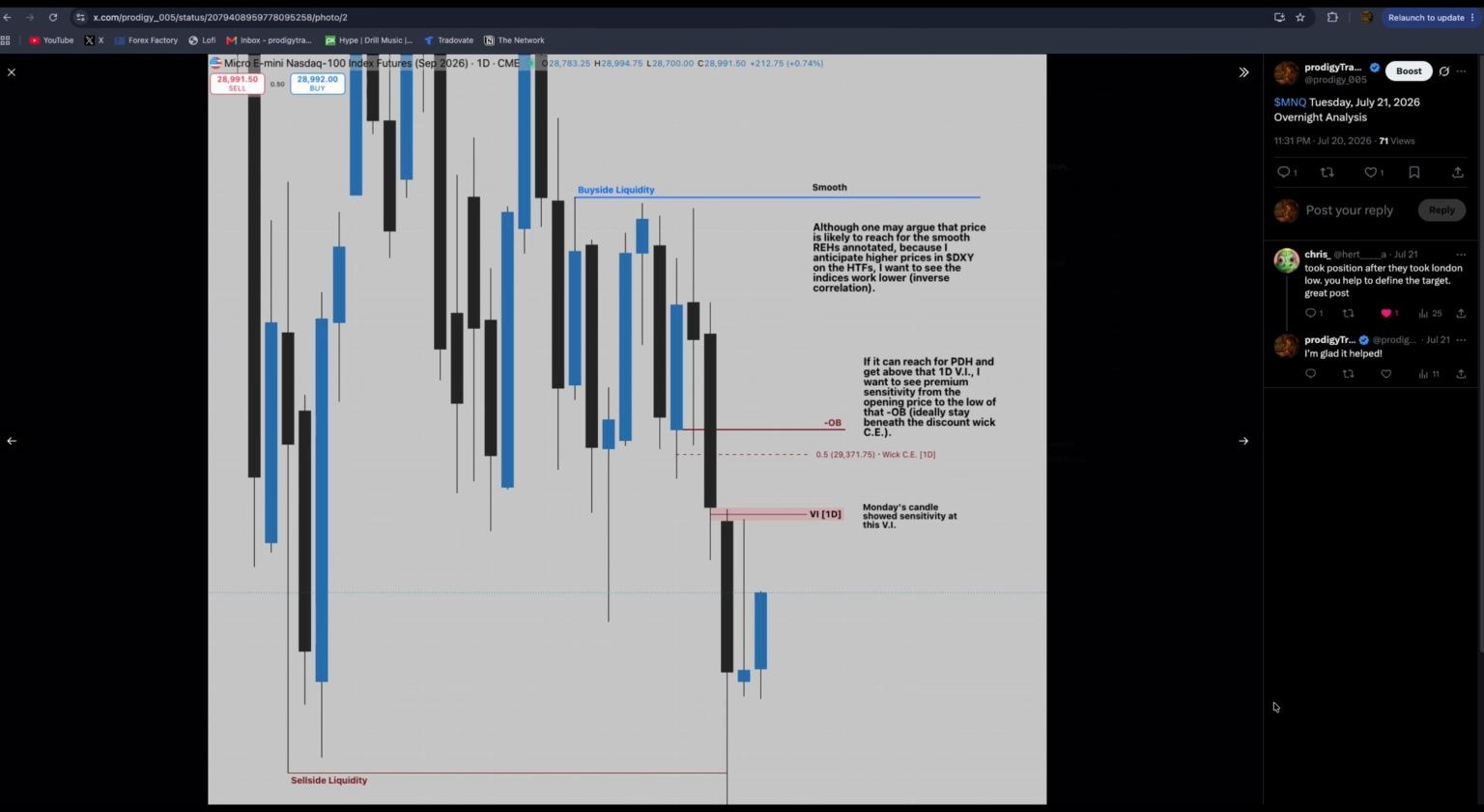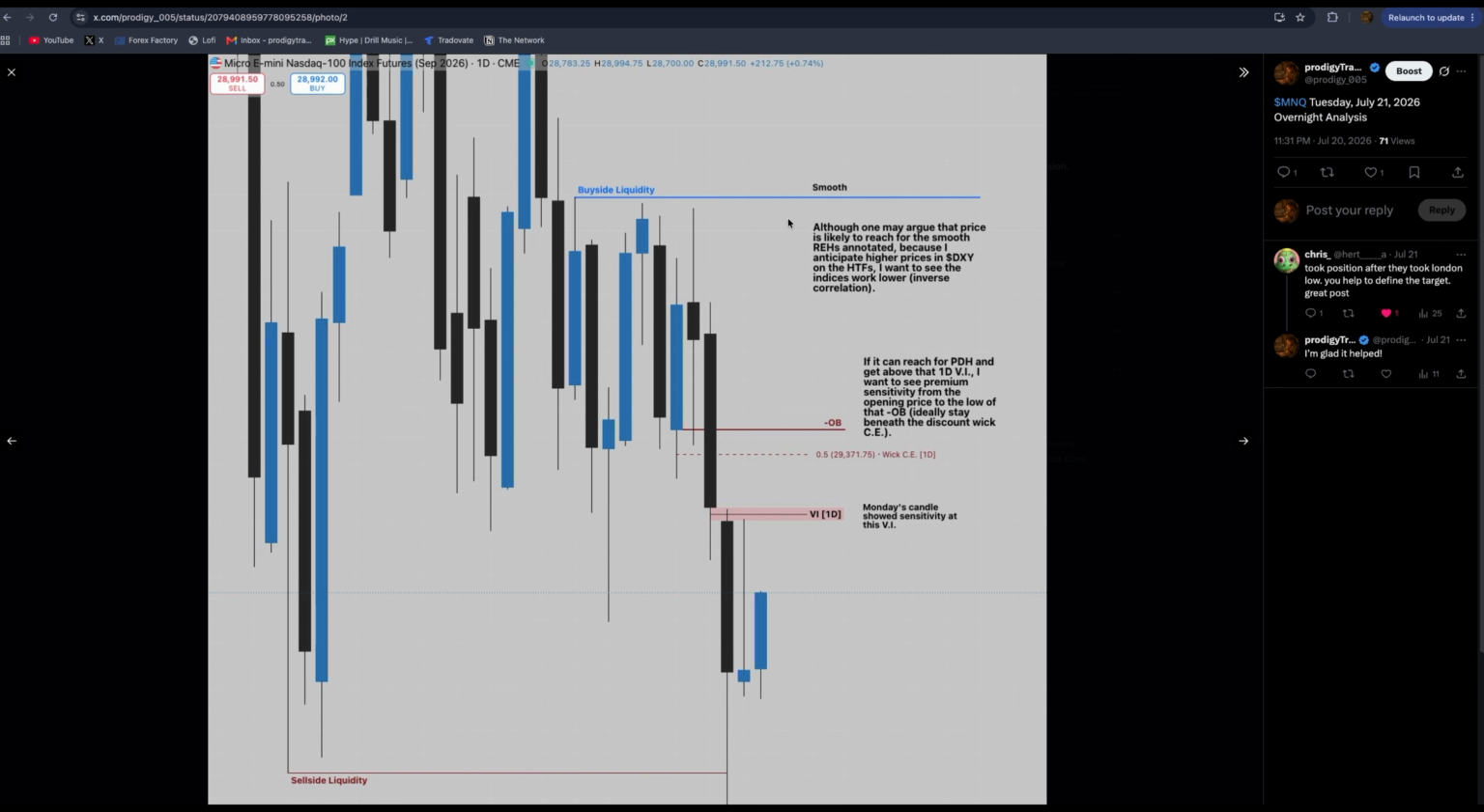So for Tuesday's overnight analysis, on the daily chart on the NASDAQ, we can see these clean relative equal highs, very smooth. And I stated that although one may argue that price is likely to reach for the smooth annotated relative equal highs, because I anticipated higher prices in the dollar index on the higher time frames, I wanted to see the indices work lower because they're inversely correlated.